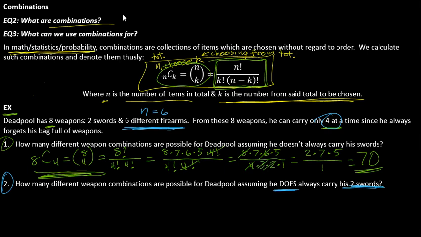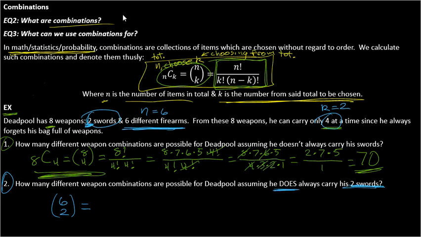So it's going to be 6 choose 4. And actually, it'll be 6 choose 2, because if he's already using his 2 swords, K is going to be equal to 2 now. The 2 swords took up 2 of those spots for the 4. So it's going to be 6 firearms, choose 2. He's only going to be able to choose 2 more weapons that are firearms.